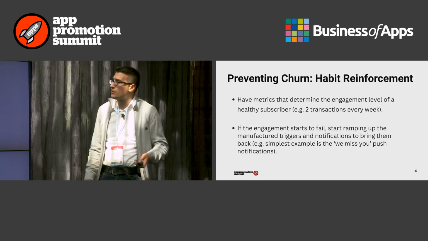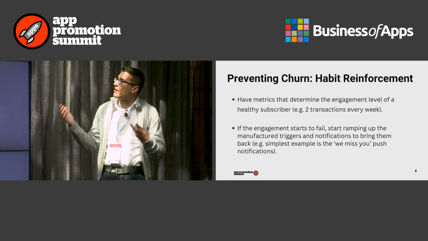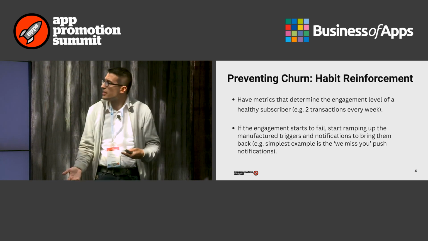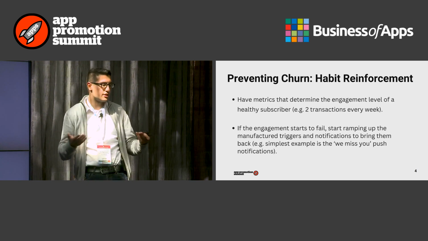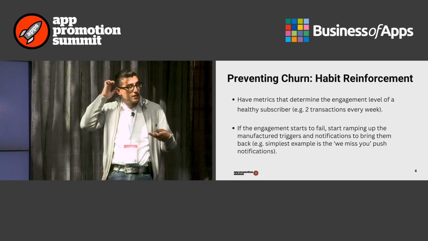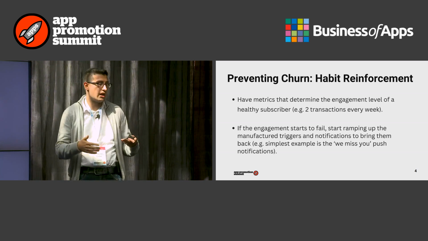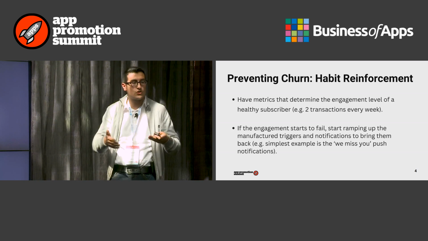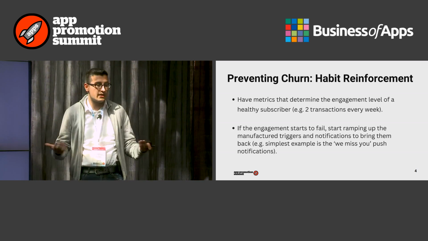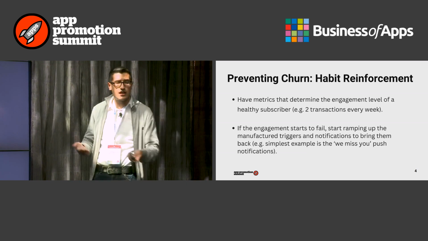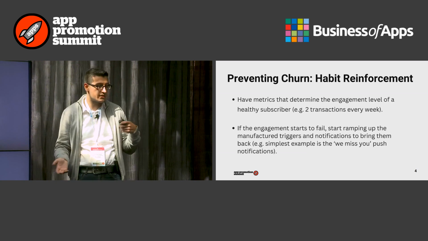So how to address this, right? The first one is something called habit reinforcement. How do you in general do this? You have different metrics that determine the engagement level of your healthy subscribers. So what do your healthy subscribers usually do? For example, in our case, they make 2 transactions every week, open the app several times per day, do this stuff, do that stuff, etc., etc.